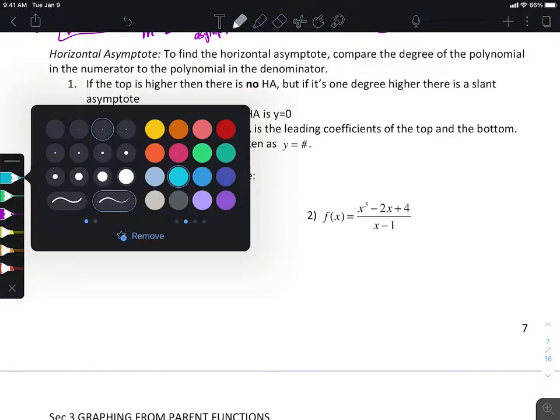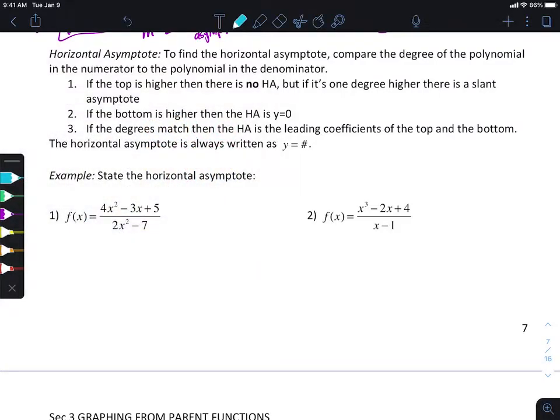Your horizontal asymptote is what happens as you go to infinity on the right side and as you go to infinity on the left side. So you're plugging in really, really large numbers and really, really small numbers, right? There are three rules that we have to do, and all of them are comparing the degrees of the polynomials on top and bottom, or the numerator and denominator. So there's three possibilities: the top is higher, the bottom is higher, and the degrees match.